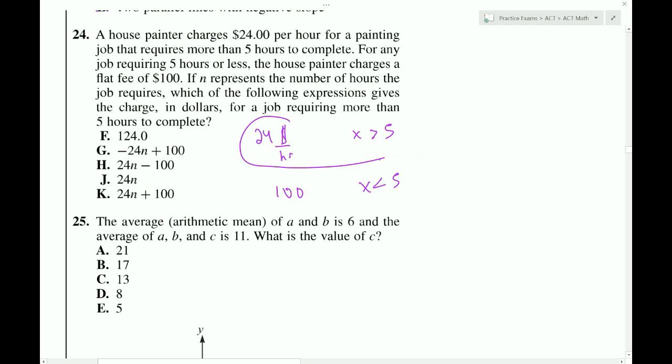So we're in this category now, right? $24 per hour, we times it by x hours. Okay. So it's going to be, let's see, just 24 times x, right? Yeah.